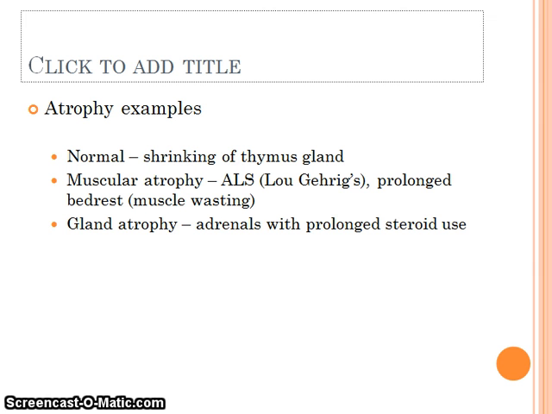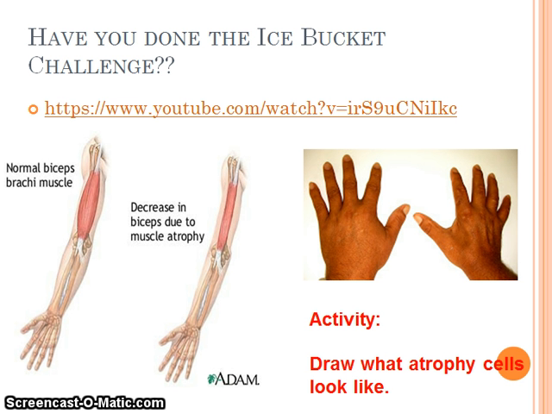Your muscles can atrophy, like in Lou Gehrig's disease, or from prolonged bed rest, like people in a coma or not able to ambulate on their own. That's more of a muscle wasting situation. Glands can also atrophy, especially if they're being stimulated improperly. For instance, if someone's taking steroids, your adrenal glands can atrophy. You might remember from a couple years back the ice bucket challenge craze, where people were dumping buckets of water on their head for ALS awareness. That is actually a disease of muscle atrophying and wasting.